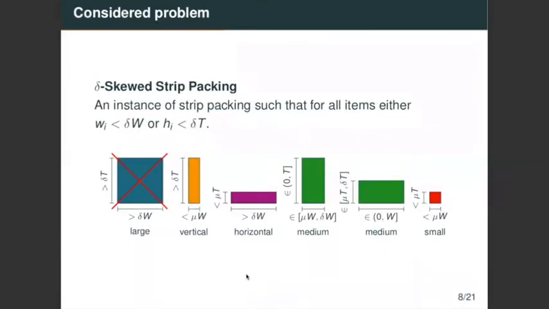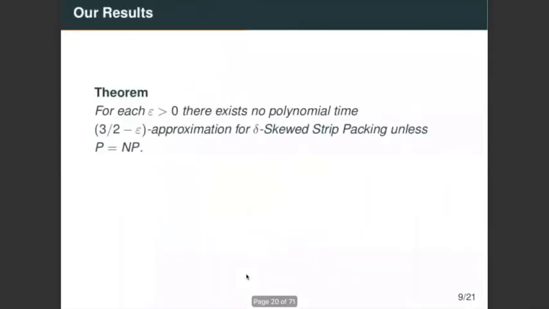Now we describe the complementary case formally. We say that an instance of strip packing is delta skewed if for all the items we have this property: either the width is less than delta w or the height is less than delta t. So this means that in the classification of the items before, we have no items in the large items category. Our result for this problem is as follows.